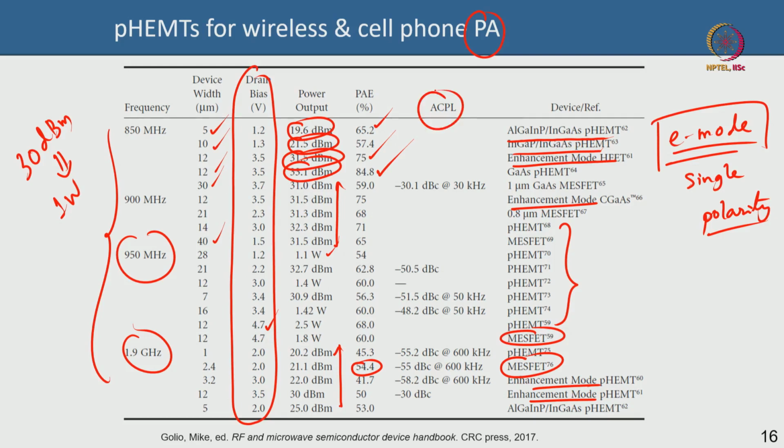And ACPL is something I have not talked about here. There are different companies that use different terms. Some companies use ACPR, so adjacent channel power ratio, or adjacent channel power leakage or something like that. What it means is it's a figure of merit for linearity.